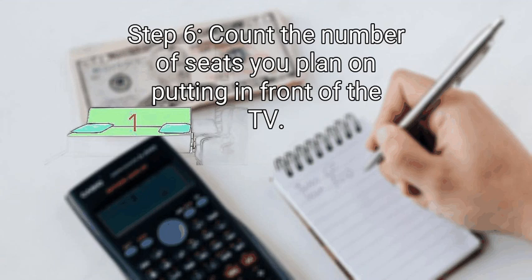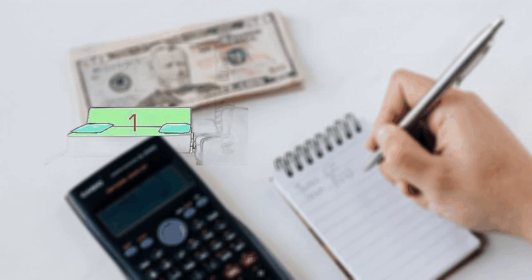Next is count the number of seats you plan on putting in front of the TV. The best seat in the house is the one directly in front of the screen. A bigger TV means you can gather a large group of people and still give everyone a good show. Reserve smaller TVs for individual or family use. Make sure you actually have space in front of the TV to fit all the people you plan on entertaining.